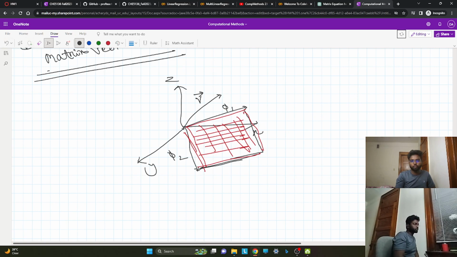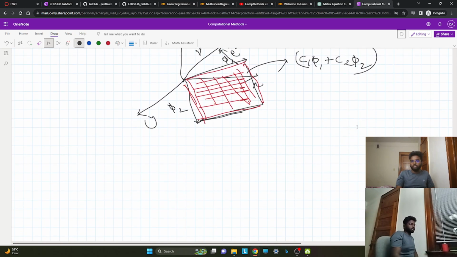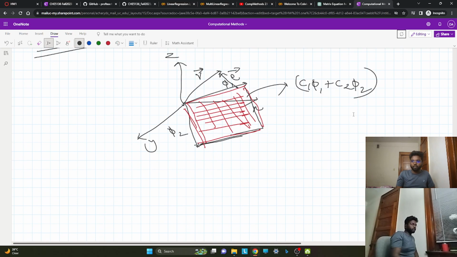This will always be perpendicular to the basis vectors. This is a plane, and both basis vectors lie on this plane, so the error will be perpendicular to this plane. Let's say this plane is defined by c1 phi1 plus c2 phi2, any two coefficients. Okay, c1 phi1 and c2 phi2.